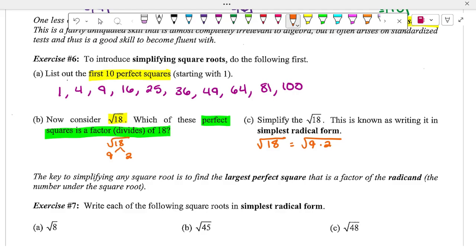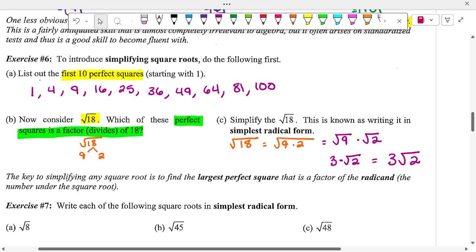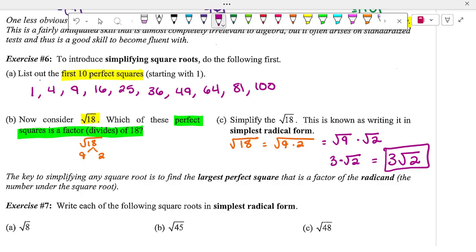Now, based off of what we just learned about multiplying radicals, what could I do with that radical? Break it up into two different radicals. So the square root of 9 times the square root of 2. Now, is there something very nice and easy that I could simplify? Yes, the square root of 9, which is 3. So this is 3 times the square root of 2, which if we pretty it up is 3 square root 2. That's your answer. That's a simplified radical. Now, don't believe me? Take a minute, put the square root of 18 in your calculator, and then put 3 square root 2 in your calculator. See if you get the same thing.